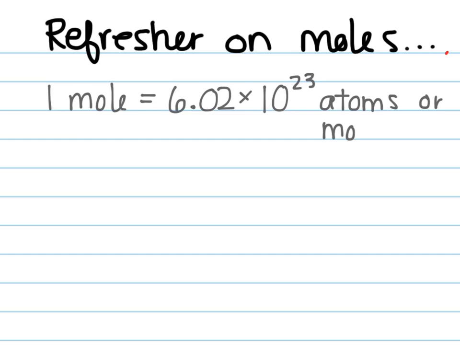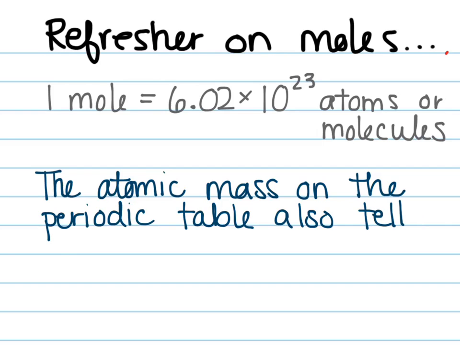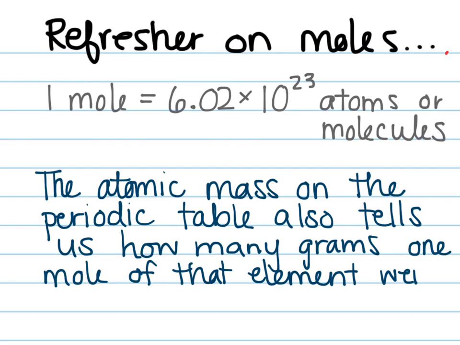Quick review on moles. I know we talked about it for like one day last semester. 1 mole is equal to 6.02 times 10 to the 23rd atoms or molecules. It's kind of like saying a dozen would be like 12 molecules or 12 atoms, except a mole is 6.02 times 10 to the 23rd atoms. And something that's really cool and important, the atomic mass on the periodic table actually also tells us how many grams are in 1 mole of that element.